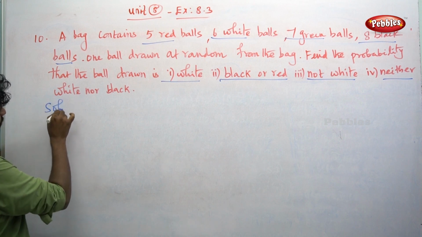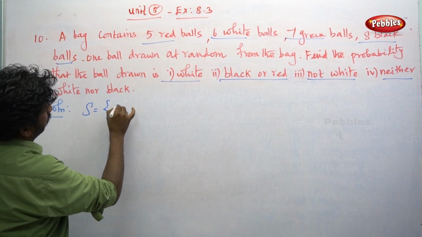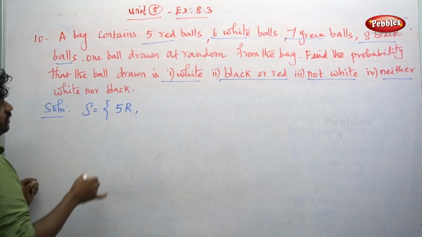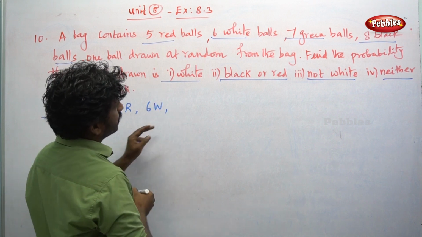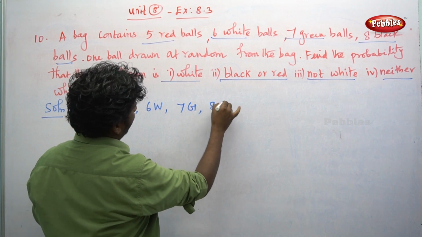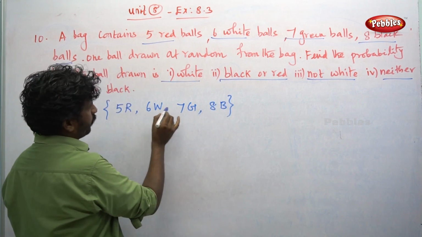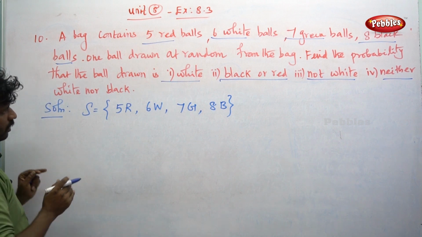See, first you have to write the sample space. என்னென்ன கொடுத்துருக்கு பாருங்க. 5 red balls. The 5 R னு வச்சுங்க for identification. 5 red balls, 6 white balls, right? So, 7 green balls, 8 black balls. So, the first letter join பண்ணி எழுதிட்டீங்கன்னா எந்தெந்த கலரில் எத்தனை பால்ஸ் இருக்குன்னு ஈஸியாக ஃபைண்ட் அவுட் பண்ணலாம், ரைட்?